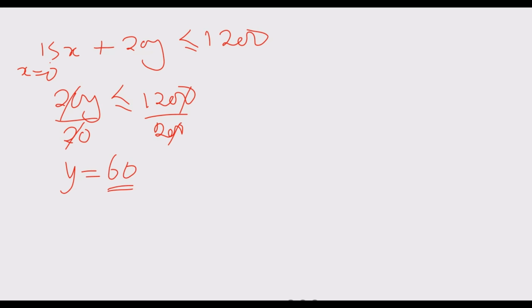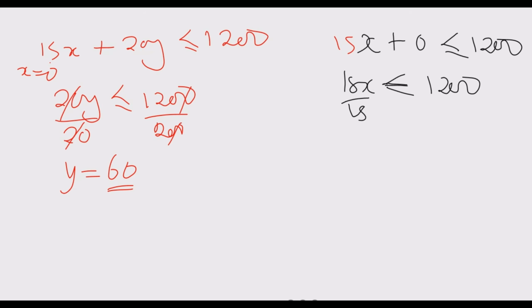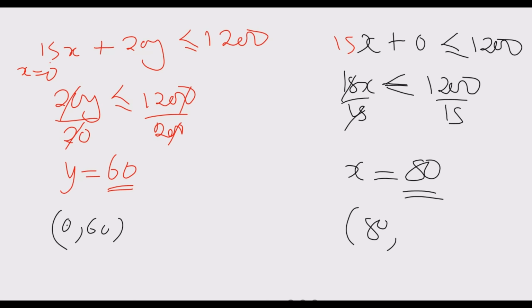Then similarly, when y is equal to 0, we're going to have 15x plus 20 times 0, which is 0, is less or equal to 1200. Then we have 15x is equal to or less than 1200. Then we divide by 15 this side, then x is equal to, if you have a calculator, 1200 divided by 15, it will be 80. So the coordinates that we have are 0, 60 and 80, 0. So we need to look for these points and join them on the graph.